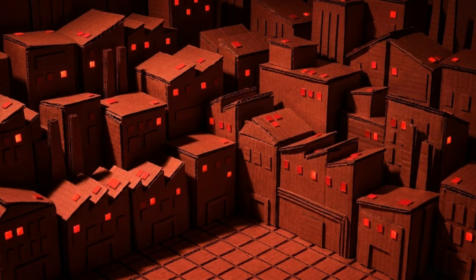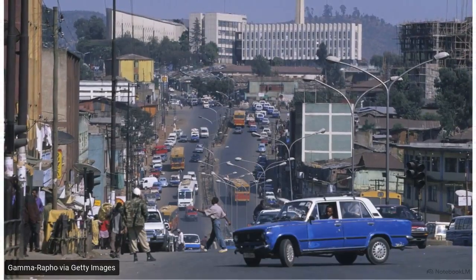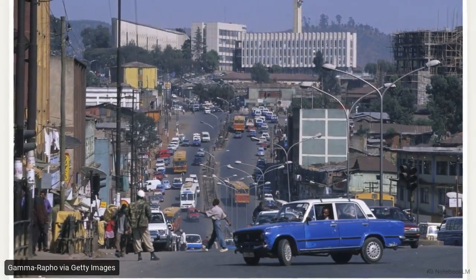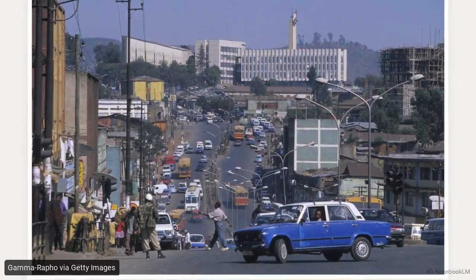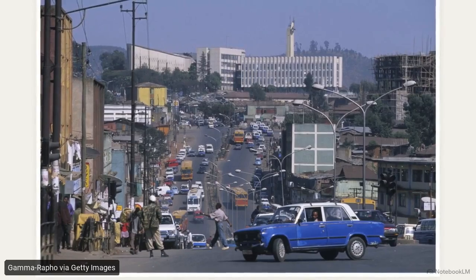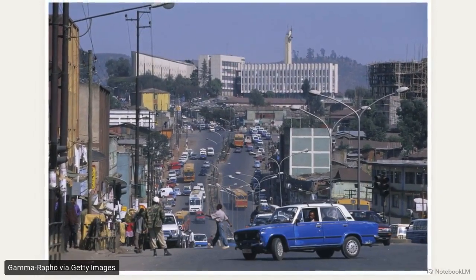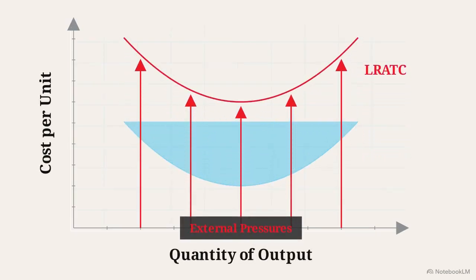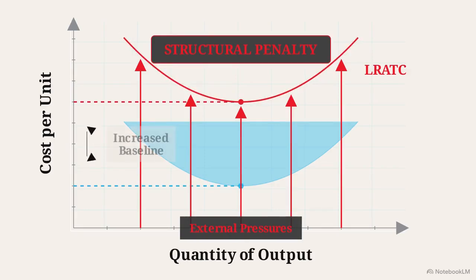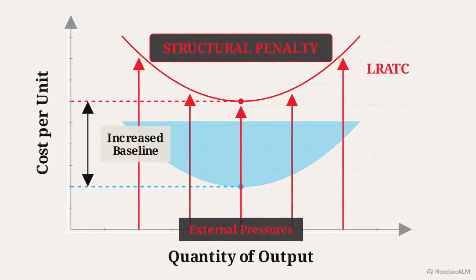These external diseconomies of scale occur when a cluster becomes overcrowded, driving long-run average costs higher for everyone involved. This image of dense street traffic and urban crowding captures the physical reality of external congestion. Skyrocketing rents for factory sites and fierce competition for resources force every local business to pay more just to survive. These external pressures force the entire LRATC curve to shift upward, penalizing every single firm located there, regardless of how well they are run internally.